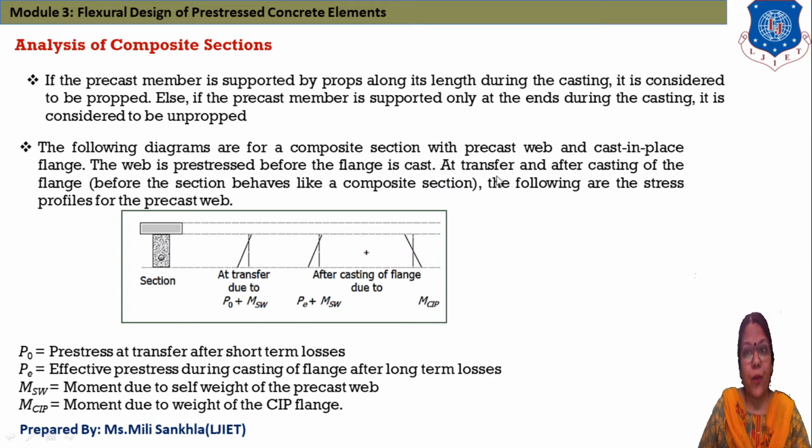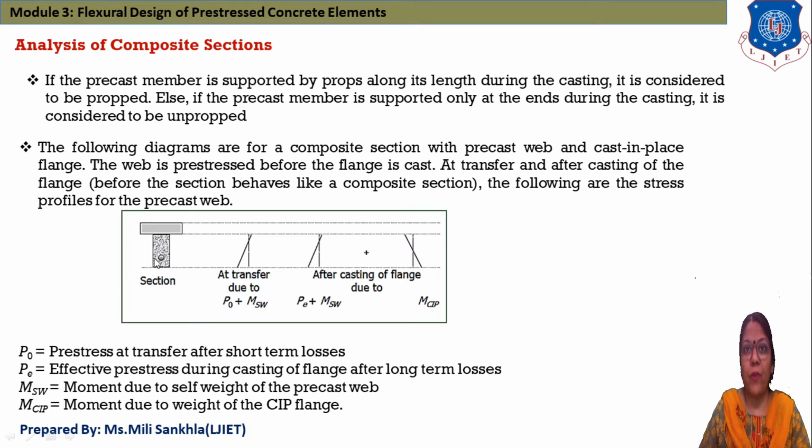After casting of this flange, there are two conditions: the first one is the transfer condition and the second condition is the service load condition. Now we discuss at transfer. At transfer and after casting of this flange, the section behaves as a composite section. Following are the stress profiles for the precast web.